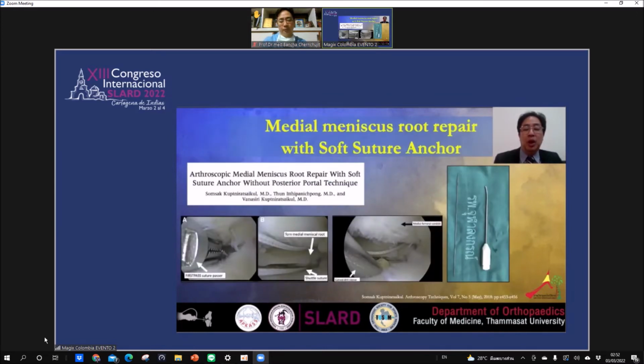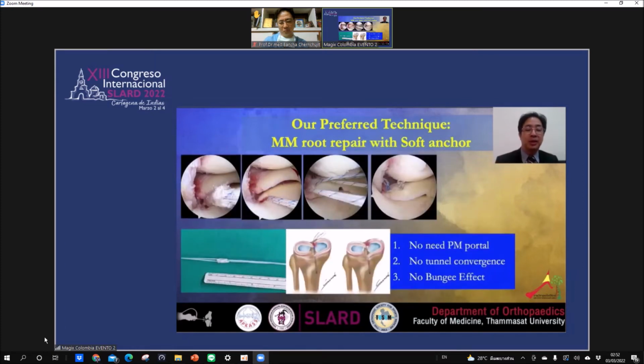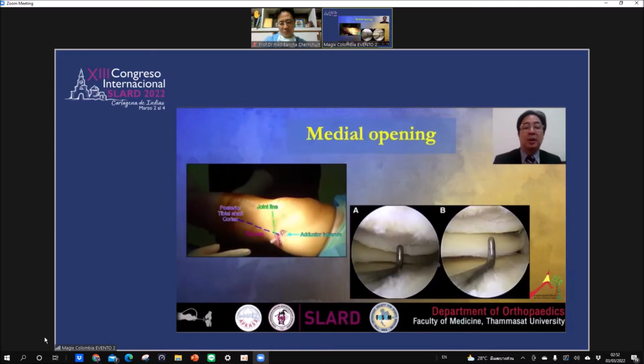Professor Somsak from Chulalongkorn and the team proposed a very smart soft anchor fixation using a flexible drill bit, which can press the soft anchor more vertical. This is my preferred technique of meniscus root repair with soft anchor. The benefit of this technique is that there is no need for the posteromedial portal, no tunnel convergence, and no bungee effect. The medial joint space is always very tight during the surgery.